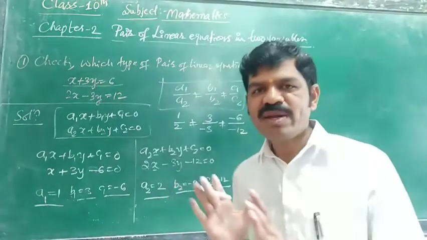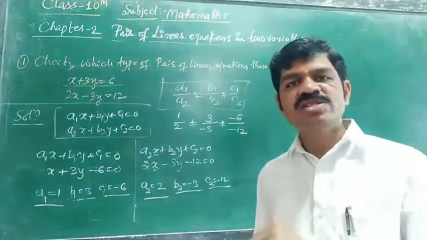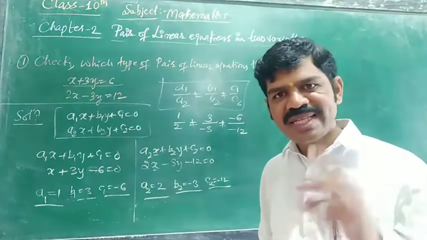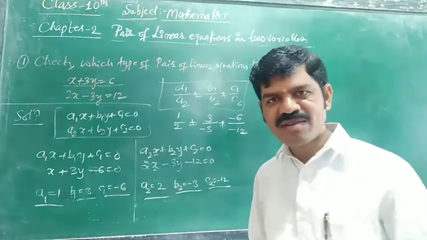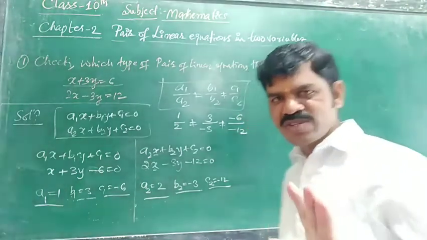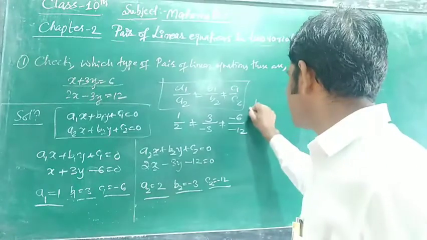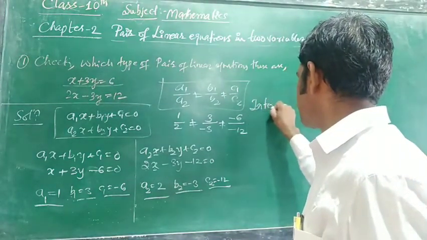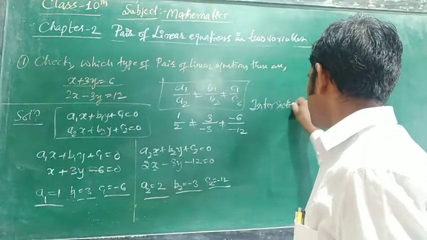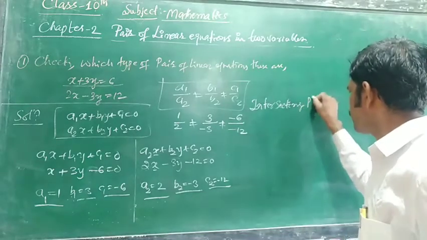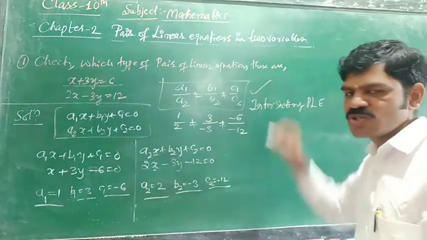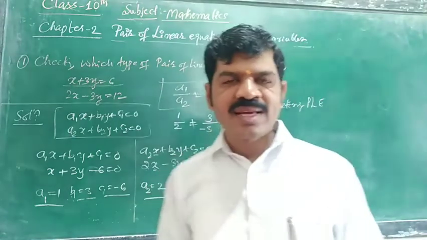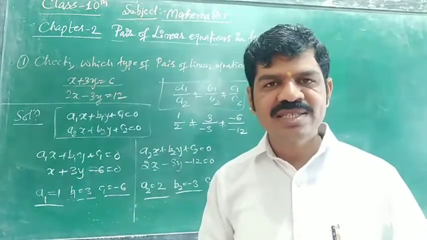If a1 by a2 is not equal to b1 by b2, it's not equal to c1 by c2, then we know that these kind of pair of linear equations are intersecting pair of linear equations. So I hope you could understand this.